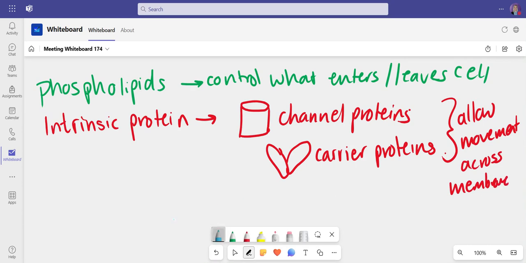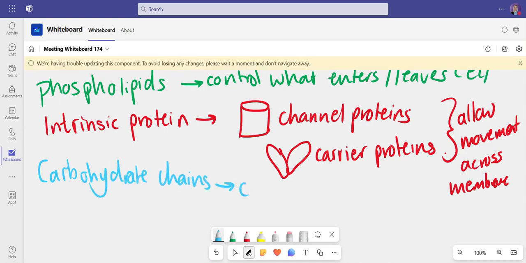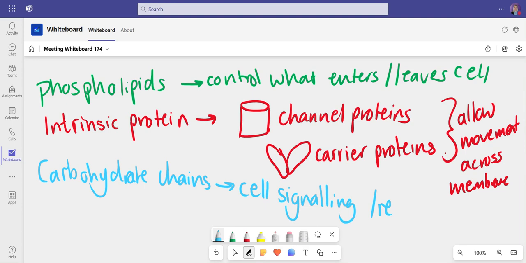The job of those little carbohydrate chains is for cell signalling or cell recognition. So what that means is that cells can recognise what type of cell another cell is. So, for example, your immune system needs to recognise which cells are yours and which ones are like invaders, non-self, foreign cells. So the way it tells which ones are yours is by those carbohydrate chains. Also, cell signalling, things like hormones can bind onto those carbohydrates to send messages to certain cells around the body.